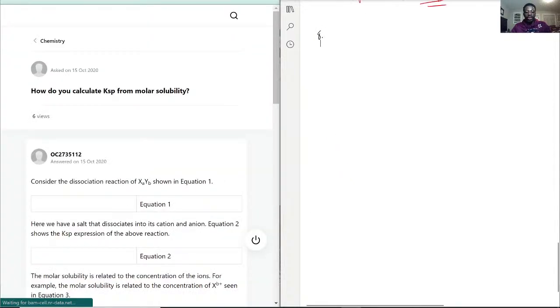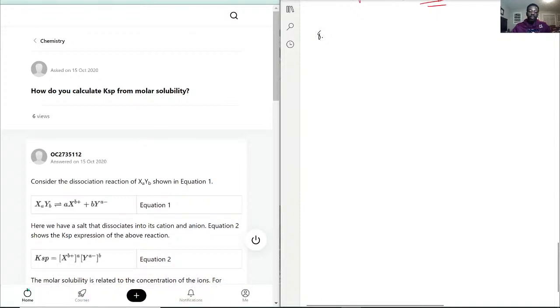How do you calculate Ksp from molar solubility? This question is a bit tricky and requires multiple steps, but once we get it down, it's actually not too complicated. In order to first get Ksp, we need to first think of a random molecule. That's what we're going to work with.